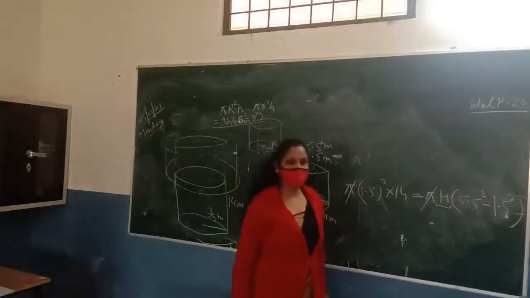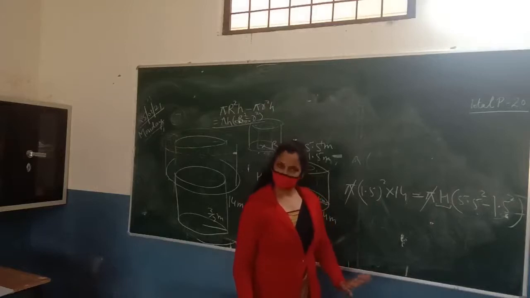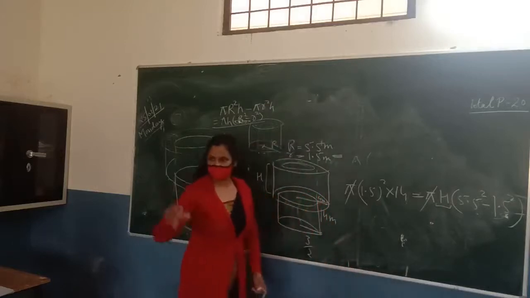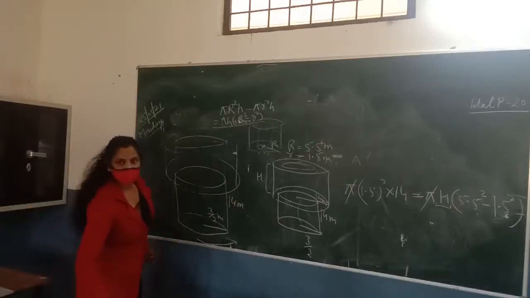We can solve it by using the identity a square minus b square equals a plus b into a minus b. Is it clear? Okay, good. Sit down. If you want, you can write this question in your book.